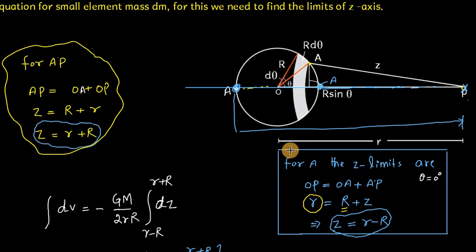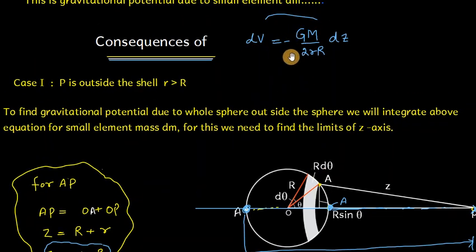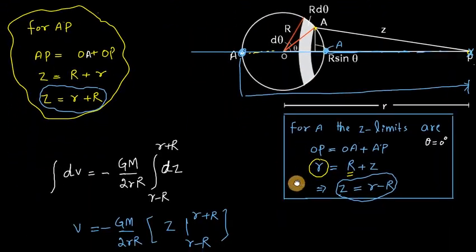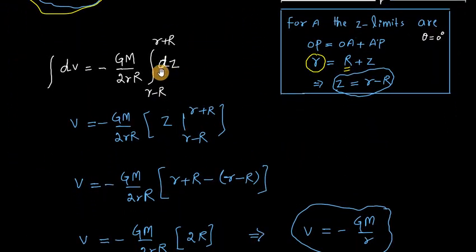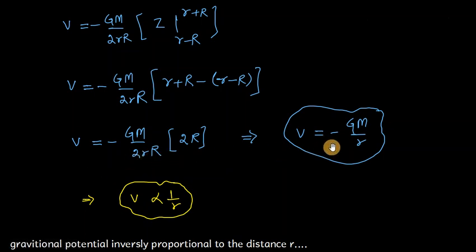Now integrate the above equation. If we integrate this equation and put the limits of z, R minus r and R plus r, we obtain this expression. So by integrating this, we obtain z between the lower limit and upper limit. By putting the values, upper limit minus lower limit, and simplifying, we obtain the gravitational potential V outside the sphere: V equal to minus G capital M divided by small r. It simply means gravitational potential outside the sphere is inversely proportional to distance r.